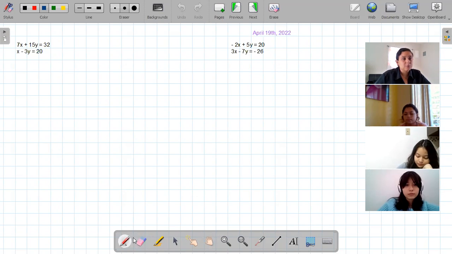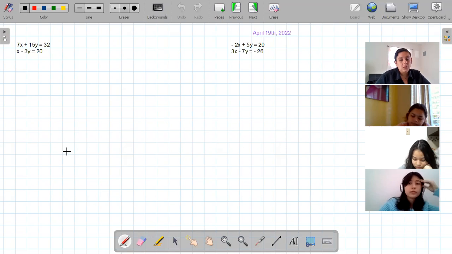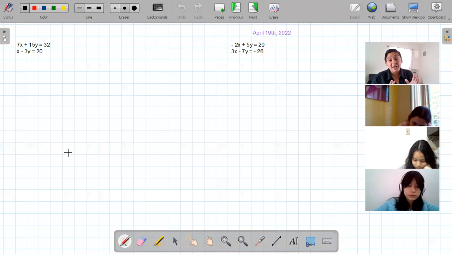We've got 7x plus 15y equals 32, and x minus 3y equals 20. Remember, we have to have the variables on the same side in both equations, meaning that if you have the x on the right side and the y on the left side in equation 1, you should have it the same way in equation 2. It is better to have both variables on the same side in both equations. That is what we have over here.